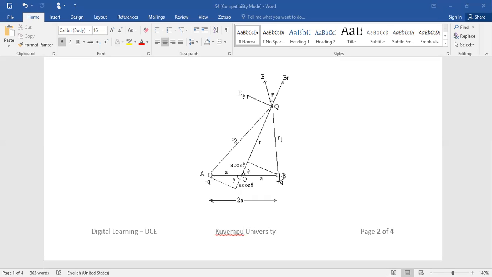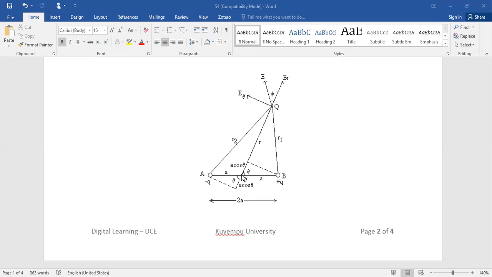Dipoles actually arise in atoms or in molecules. Within the atoms there will be dipoles, and within the molecules there will be dipoles. Therefore, the separation between the charges is very small, in terms of some angstroms. The size of an atom or a molecule is in angstroms. Therefore, the dipole length is very small, and half of that is A, which is still smaller.